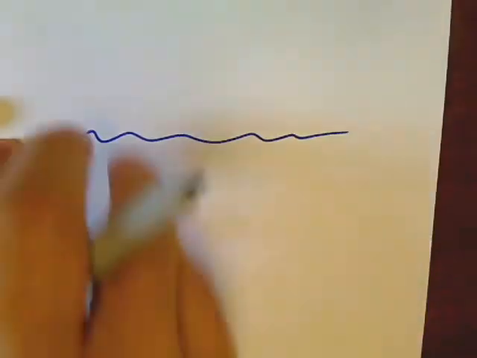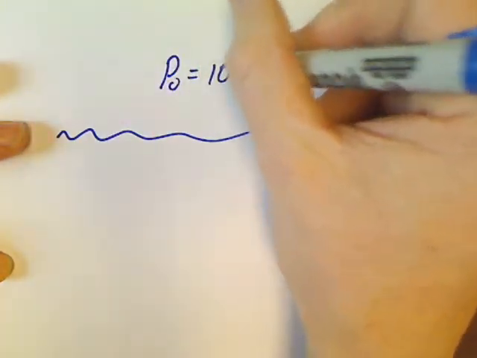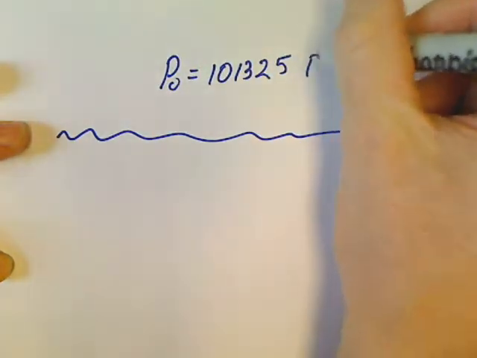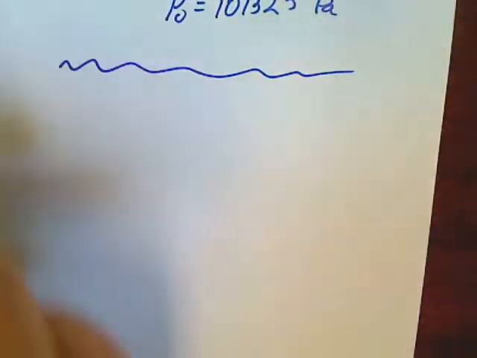Here's that water. We know that there's air pressure. There's a PO of 101,325 up above the water. And now let's go down underneath the water, and let's draw us a submarine.